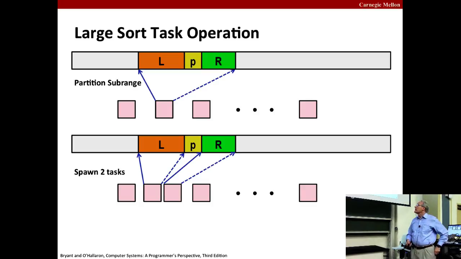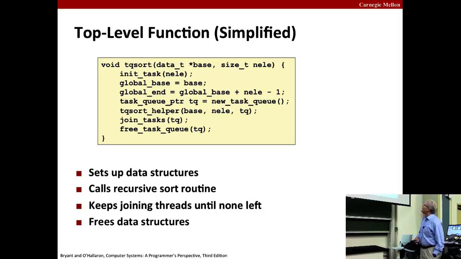It's online. If you're interested in this kind of stuff, I think it's pretty well-written code because I wrote it. So this is a somewhat simplified version of the code. It says, initialize my task queue scheduling system, create global variables describing the beginning and end of this array to be sorted, create a new task queue, and then this is the main function. The tqsort helper is given some range of addresses and a pointer to the task queue that's used to manage these tasks. And when it's all done, it will just wait till all the tasks have completed.